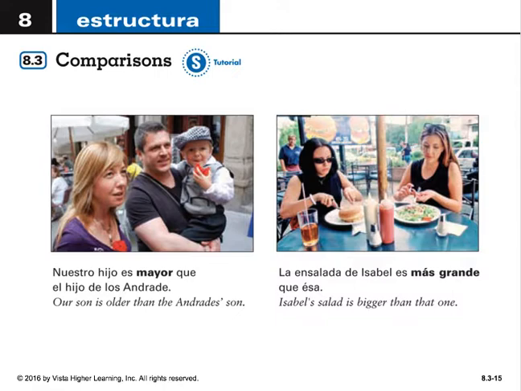Let's look at a few other examples. Nuestro hijo es mayor que el hijo de los Andrade. Our son is older than the Andrades' son. La ensalada de Isabel es más grande que esa. Isabel's salad is bigger than that one.